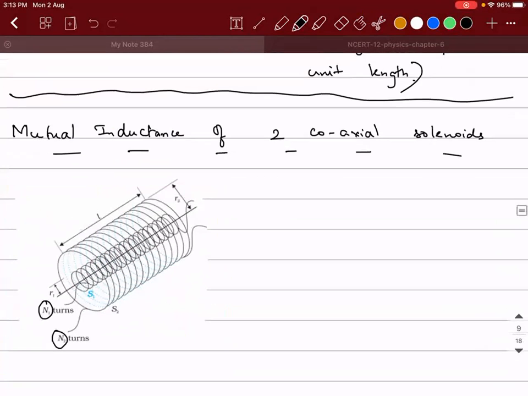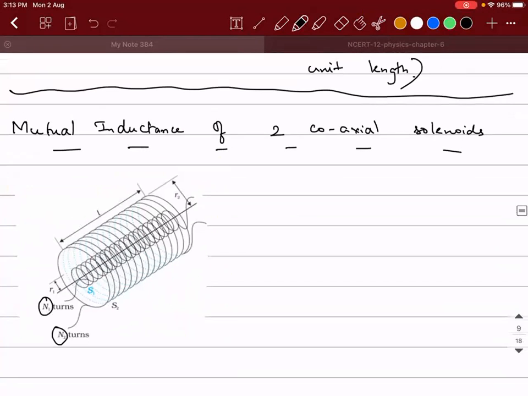Okay. Now, let R1 be the radius of the inner coil and R2 be the radius of the outer coil. Now, our job is to find the mutual inductance of the two coaxial solenoids. Before we see what mutual inductance is, let's first try to understand what is the process that is going to happen.